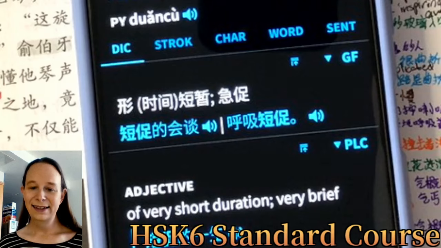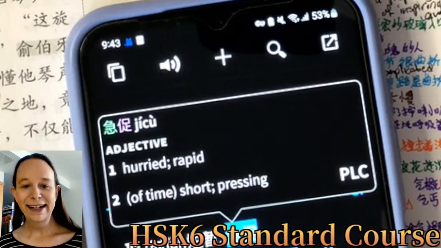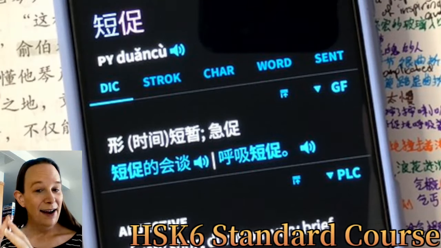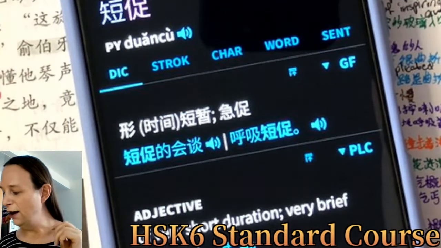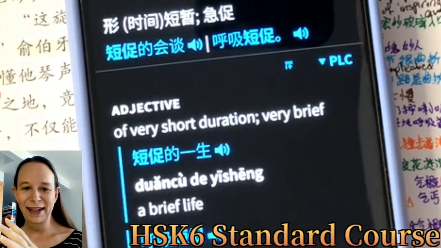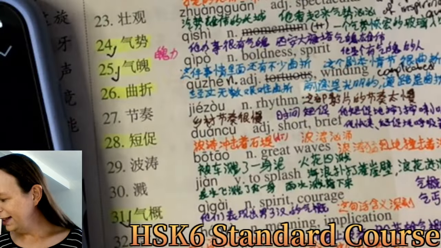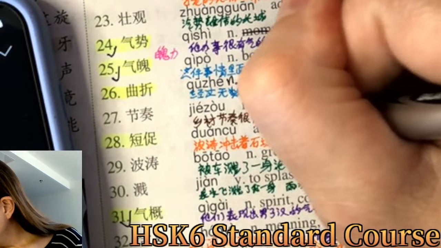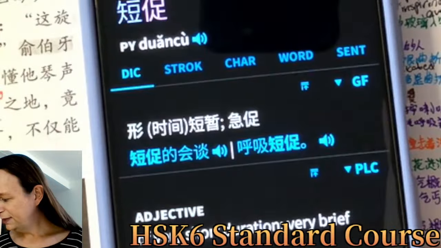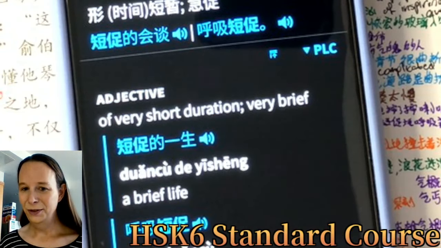So it's short, and this is kind of urgent, right? Hurried. Yeah, hurried is better. So it's not just brief, but kind of hurried as well. Of very short duration. It's important to note that it doesn't mean the other definitions of short. Short has multiple definitions. In fact, let's just get rid of it, because there are too many definitions of the English word short. And if you're going to say it, you should say short duration, not just short, like in this dictionary.